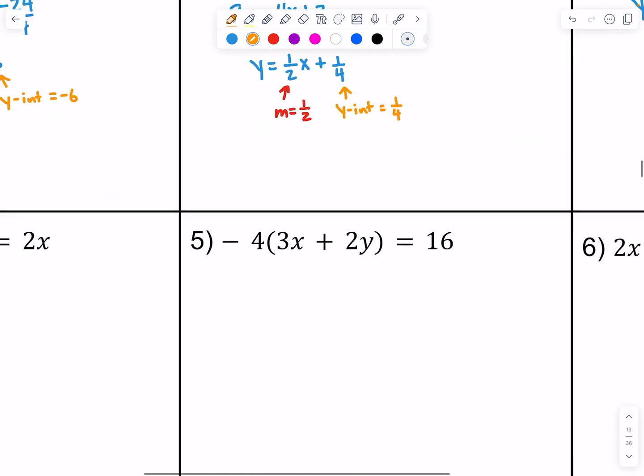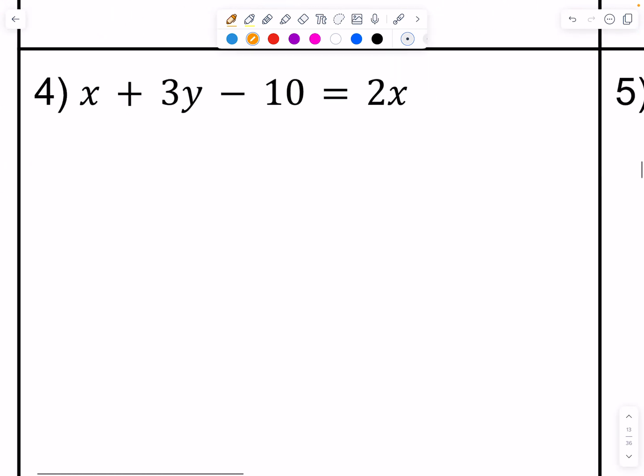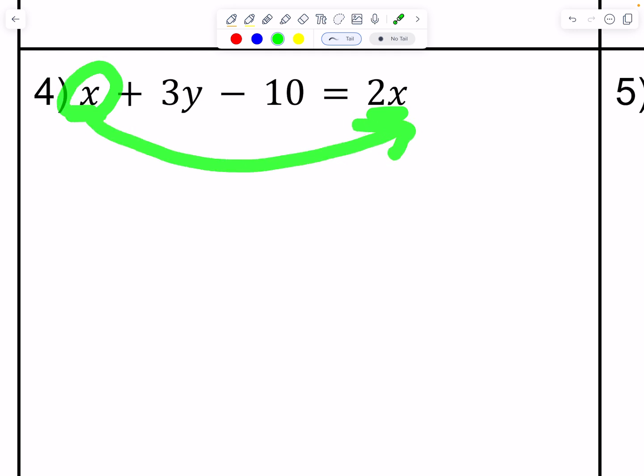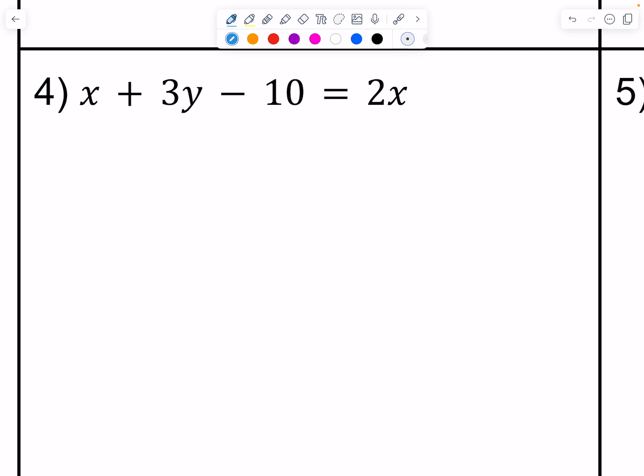Okay, let's do a few more just to get the hang of things. So on number 4, I see that we have an x term over here on the right side, but we also have one on the left side. So we're definitely going to need to move this one over there to the right. So let's start with that.